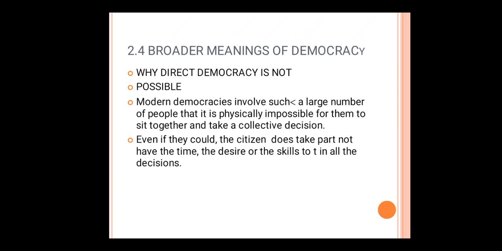Even if it is possible that all the citizens are sitting together, even then citizens don't have the time, desire and skill to take all the decisions. So direct democracy is not possible and we are living in indirect democracy. All of you write a question: what do you mean by indirect democracy, and write some features of democracy.